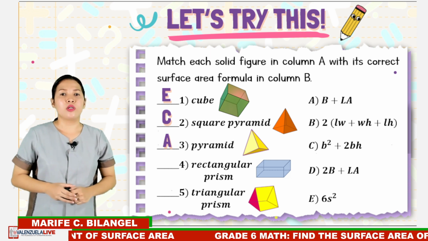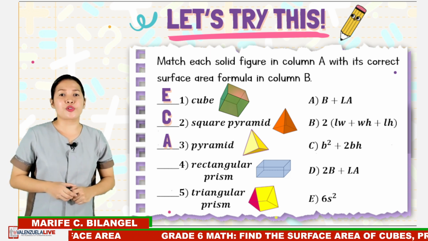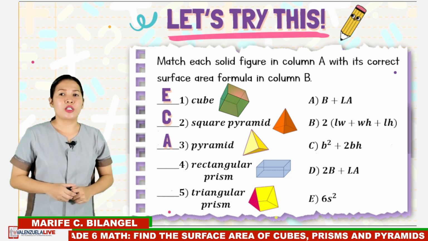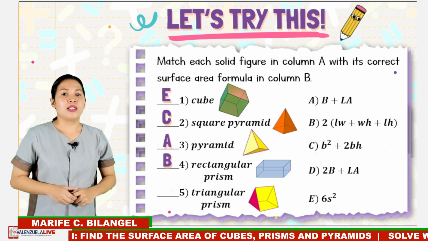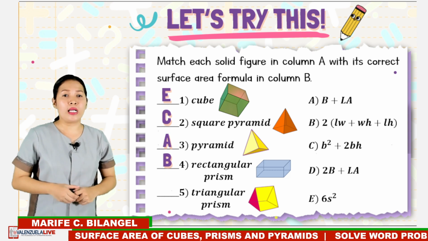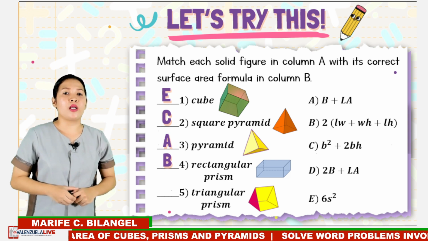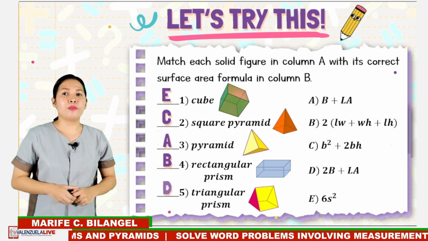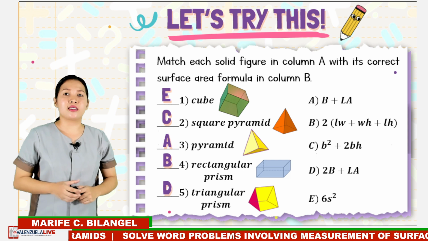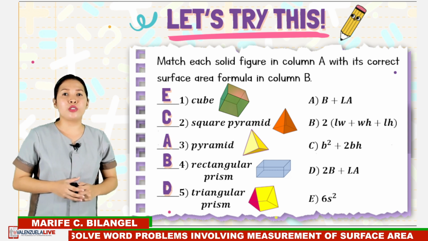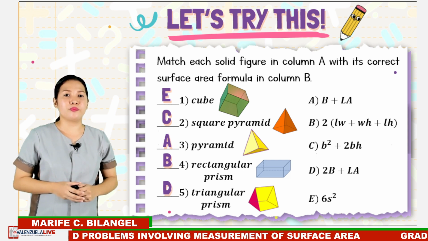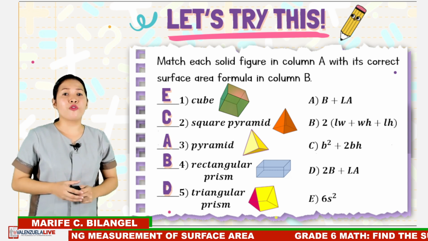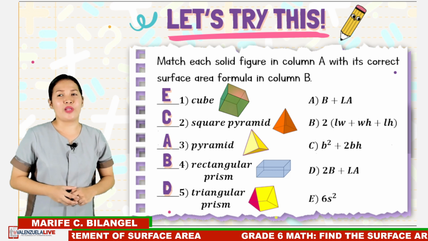Number 4, what is the formula in getting the surface area of a rectangular prism? The correct answer is letter B. That is 2 times the quantity length times width plus width times height plus length times height. Then number 5, the formula of a triangular prism, is letter D: the area of two bases plus the lateral area.